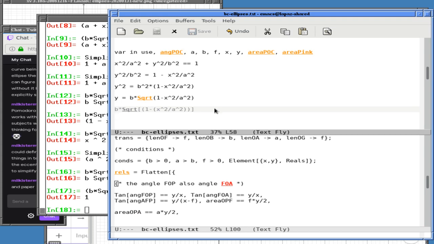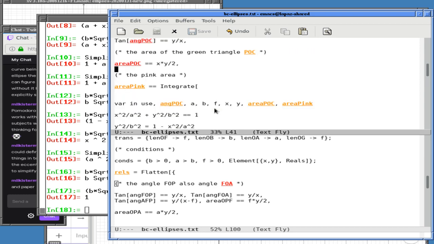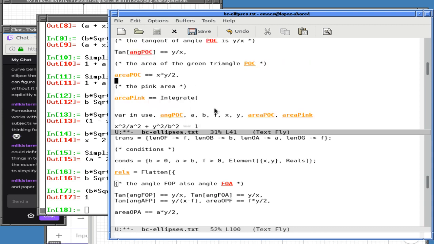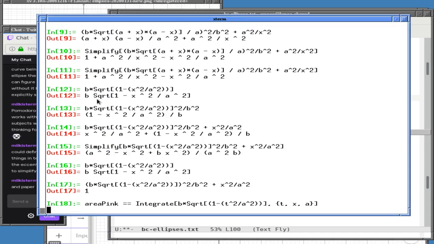Okay, so what was I doing that for? I was doing that because I want to do the integral. I want to integrate this quantity. And I need to say t here because we're using x for something else. t goes from x to a, b times the square root of this. And, well, this should simplify.